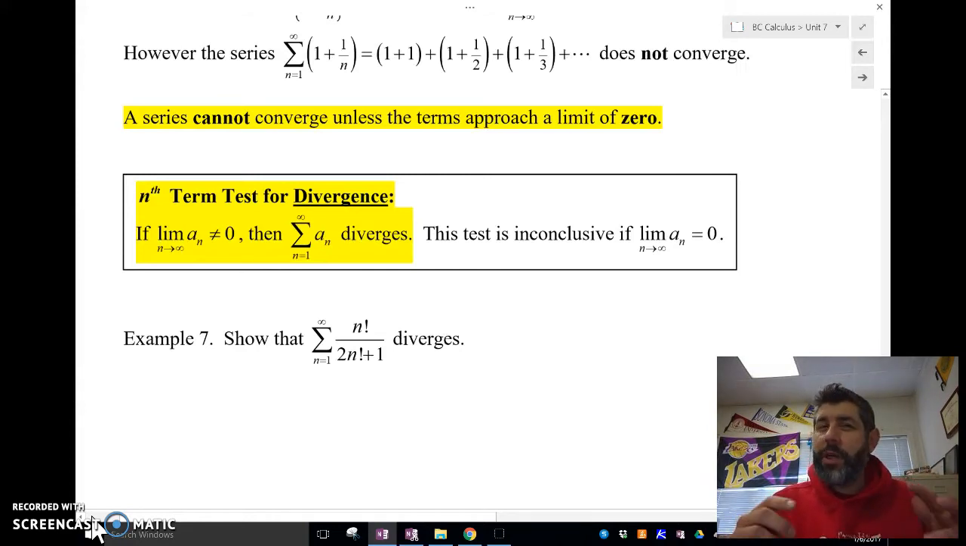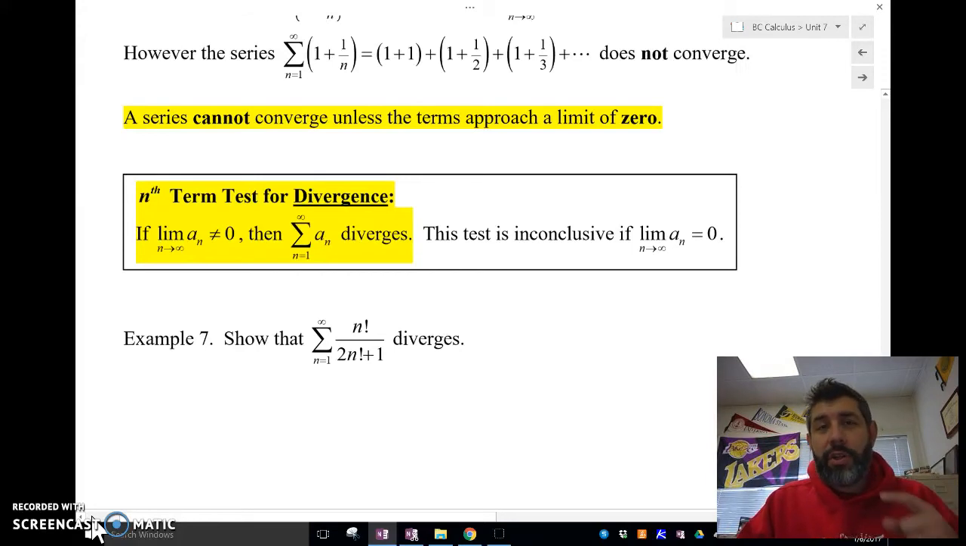Okay, I know that seems tricky, but we have to remember that just because the limit of the terms approaches 0 doesn't necessarily mean that it will converge. But if it doesn't approach 0, then we know that it does not converge and it diverges. This is called the nth term test.